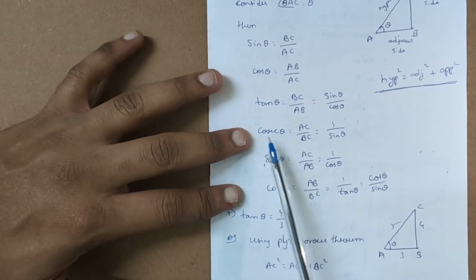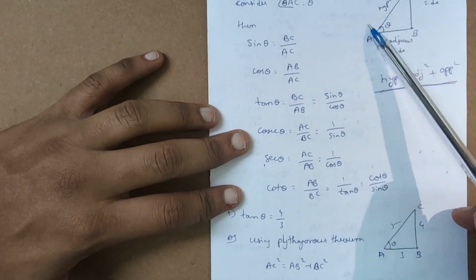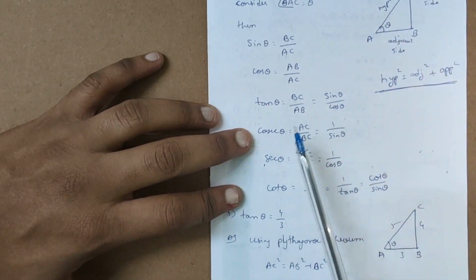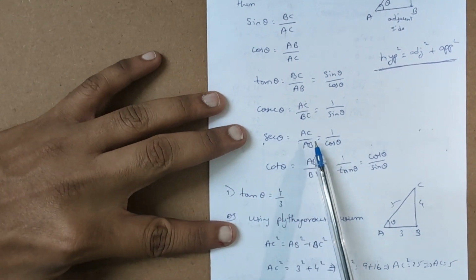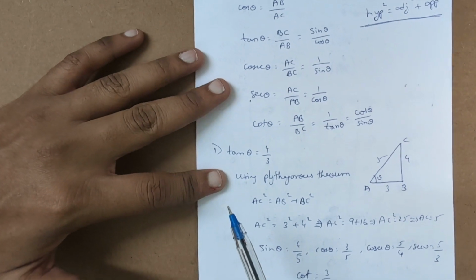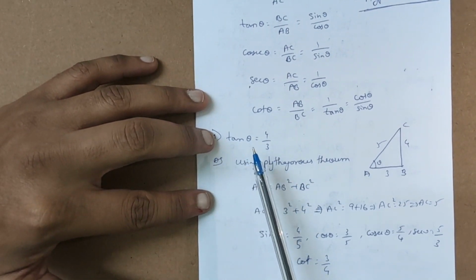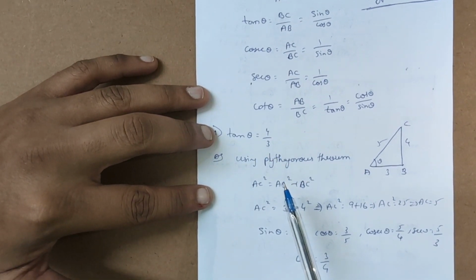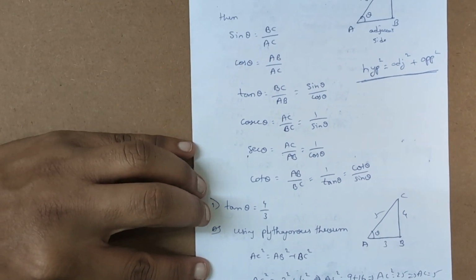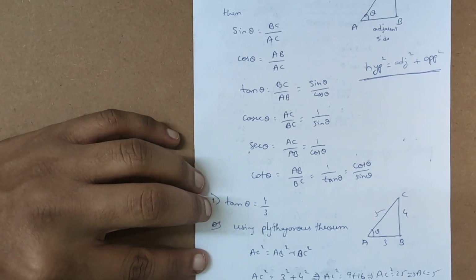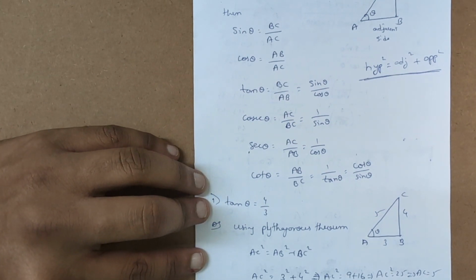Cosecant theta is 1 by sin, that is hypotenuse by opposite side, that is AC by BC. Secant theta is AC by AB, which we can also write as 1 by cos theta. Whereas cot theta equals AB by BC, that is 1 by tan theta, or simply cos theta by sin theta. These six are very important. If you want, you can also take a snapshot of it and keep it in your PDF file.